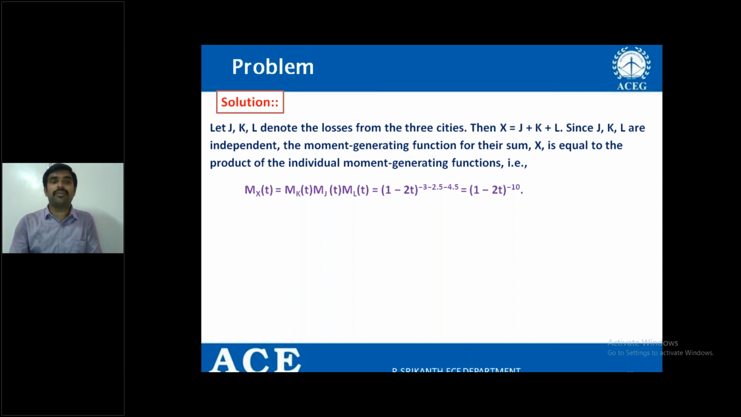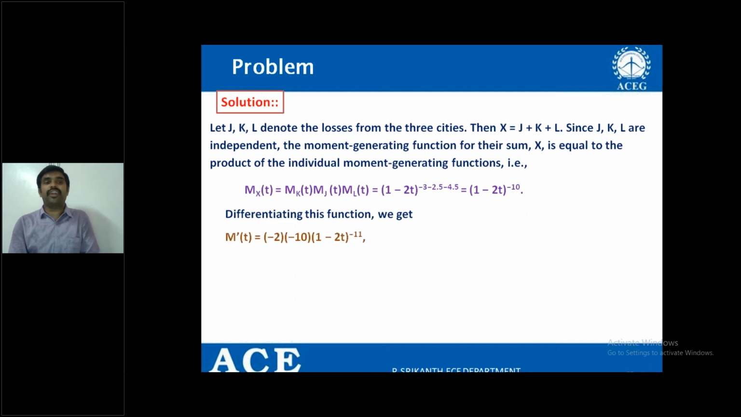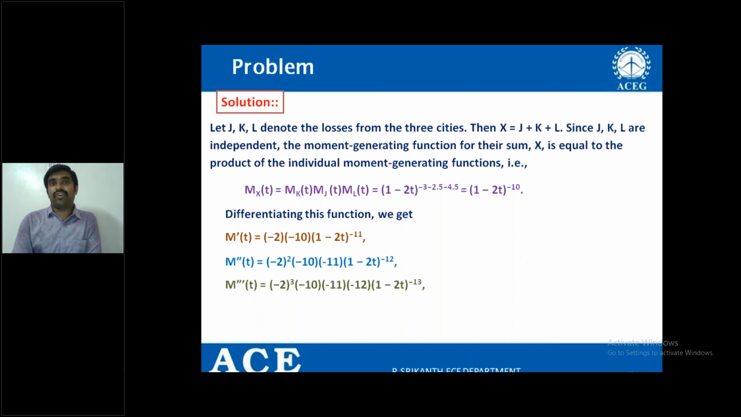But we need what? Third moment. So let us see the differentiation. If I differentiate once, it becomes M dash of t, in fact E of X, which is minus 2 into minus 10 into (1 minus 2t) power minus 11. And again, if I differentiate, it becomes E of X square, that is the second derivative, M double dash of t. But I need what? Third derivative. Why? Because E of X cube is the required one here. So M triple dash of t equals (minus 2) whole cube into minus 10 into minus 11 into minus 12 into (1 minus 2t) power minus 13.